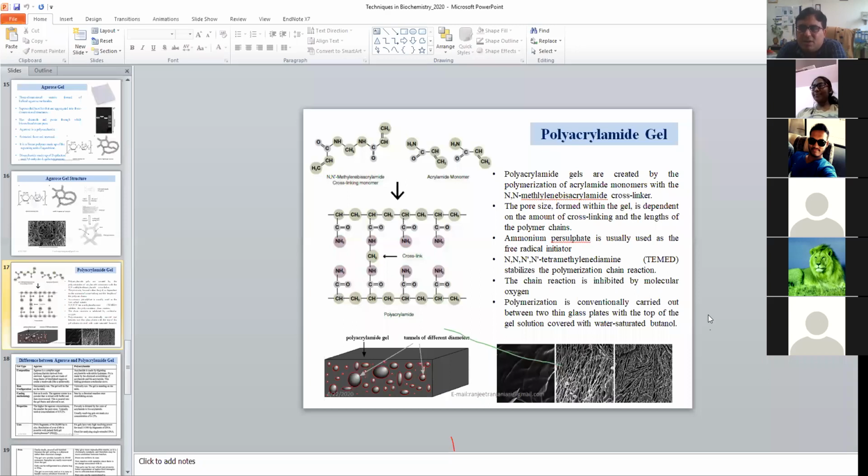Coming to the other gel, which is very commonly used in proteomic characterization, called polyacrylamide gel. Here you can see polyacrylamide gel. These are created by the polymerization of acrylamide monomers with N,N'-methylenebisacrylamide. So it is acrylamide and bisacrylamide. When these two polymerize, you get a cross-link like this, and this is the polyacrylamide gel. Here you can see a model where different tunnels are there, and this is the gel. These are different snapshots of scanning electron microscopy of SDS-PAGE.